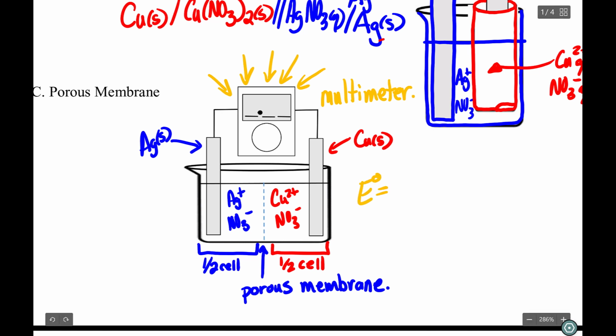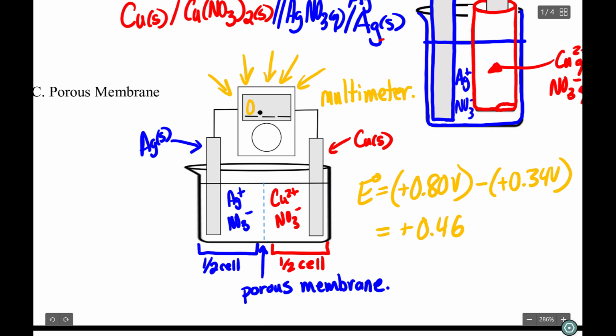Okay, so the electric potential of the cell would be the electric potential at silver, at the cathode, 0.80 volts, minus a positive 0.34 volts. So this would come out to a positive 0.46. You could see something like this where they go 0.46 volts in the multimeter, and then you're told that this is an unknown half cell. What's in this half cell? Because you know the potential of the cell and you know the potential at the cathode, you could figure out what this half cell was, if that makes sense.